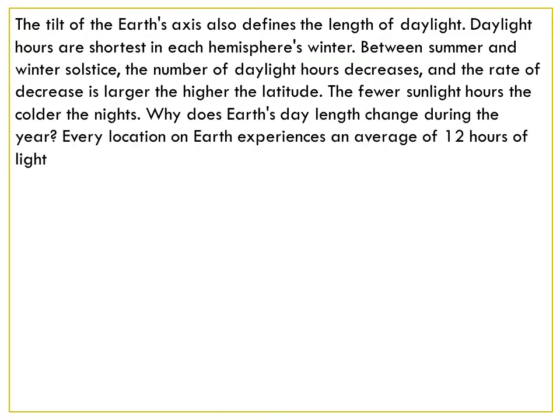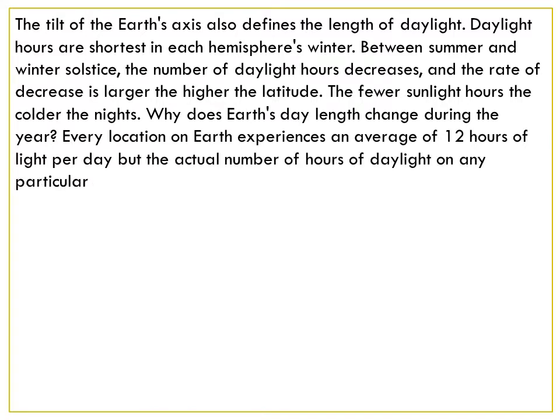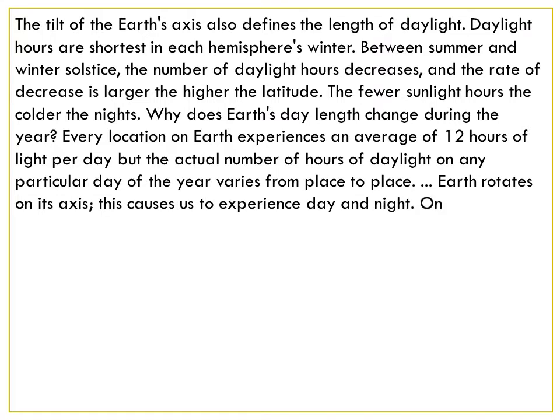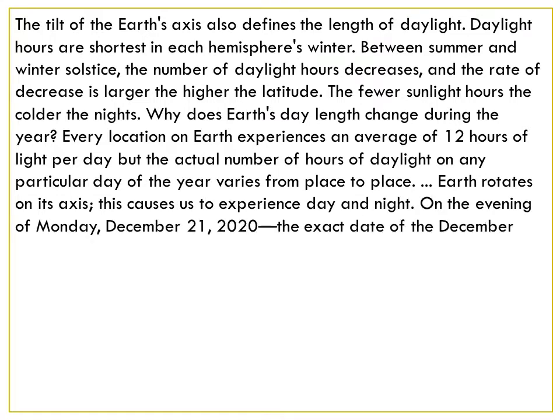Between summer and winter solstice, the number of daylight hours decreases, and the rate of decrease is larger the higher the latitude. The fewer sunlight hours, the colder the nights.